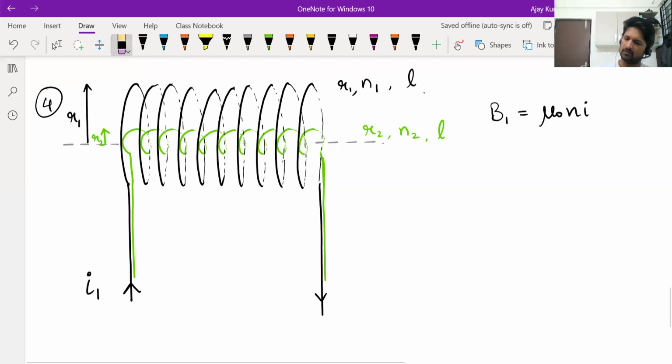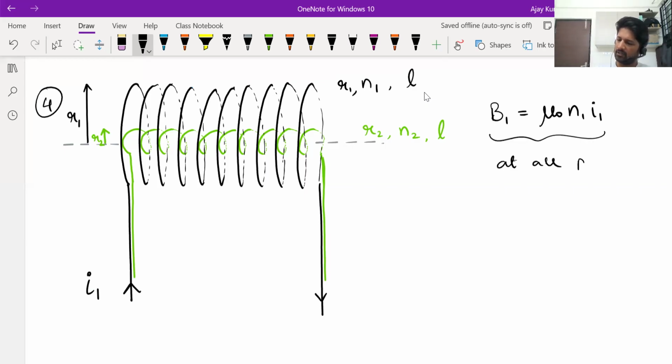Here, the number of turns per unit length of the black solenoid is n1, and the current passing in it is I1. So mu naught n1 I1 is the field that it produces inside. Outside it is 0. Everywhere inside the black solenoid, the field is the same, which means this same field exists at all points of the inner solenoid. So the inner solenoid, the green one, is inside a uniform magnetic field.